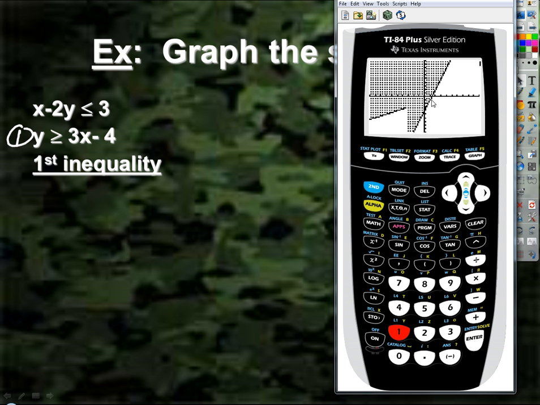If I want to navigate through and find where the vertices are, because there may be multiple vertices. If I have like 3 or 4 boundary lines, there could be lots of vertices to this region that's the solution, right? Lots of corners. All I have to do is hit trace. And it's going to take me through all of the important points. Like there's one right there. There's an intercept. If I hit the right arrow, oops, hang on. I think maybe it's the up arrow.